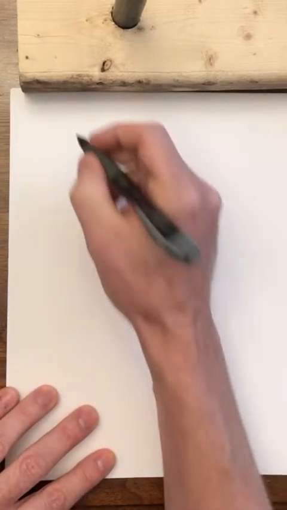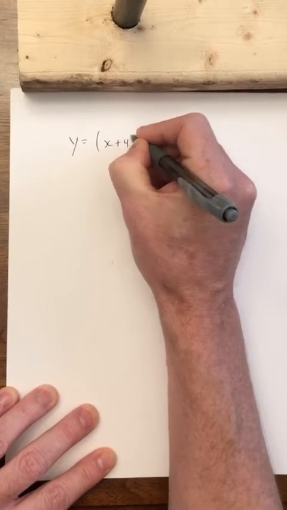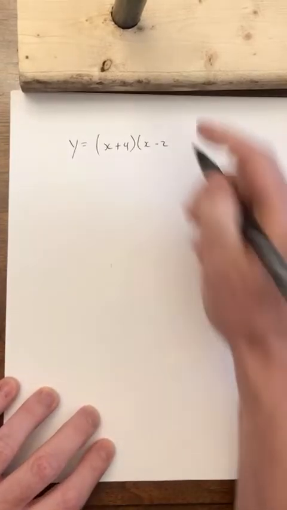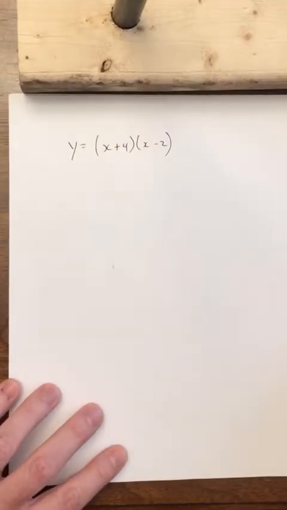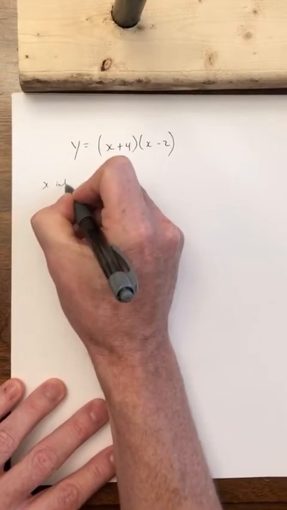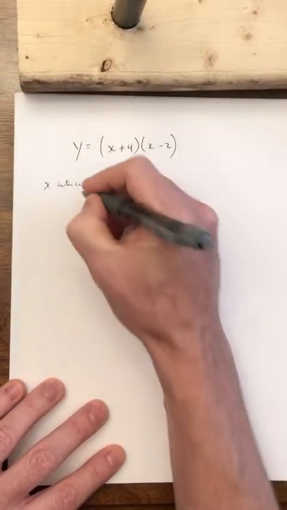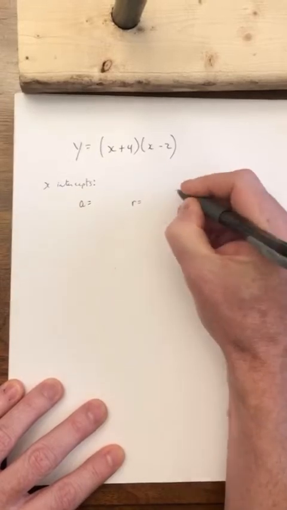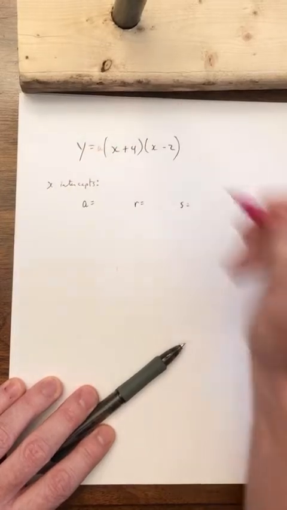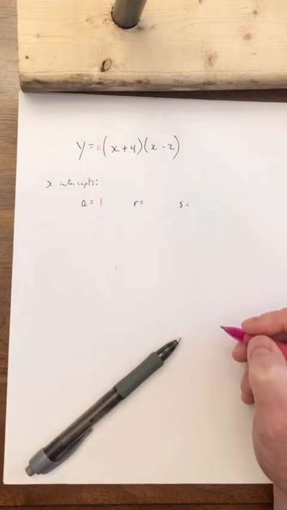All right, so let's do another example here. Y equals x plus 4, x minus 2. Now it says we're going to sketch the relation. Well, first of all though, let's find the x-intercepts. And sort of a good habit here is to do this, just so we have our information. What's our A value? Our A value is just 1. It's just a normal parabola.